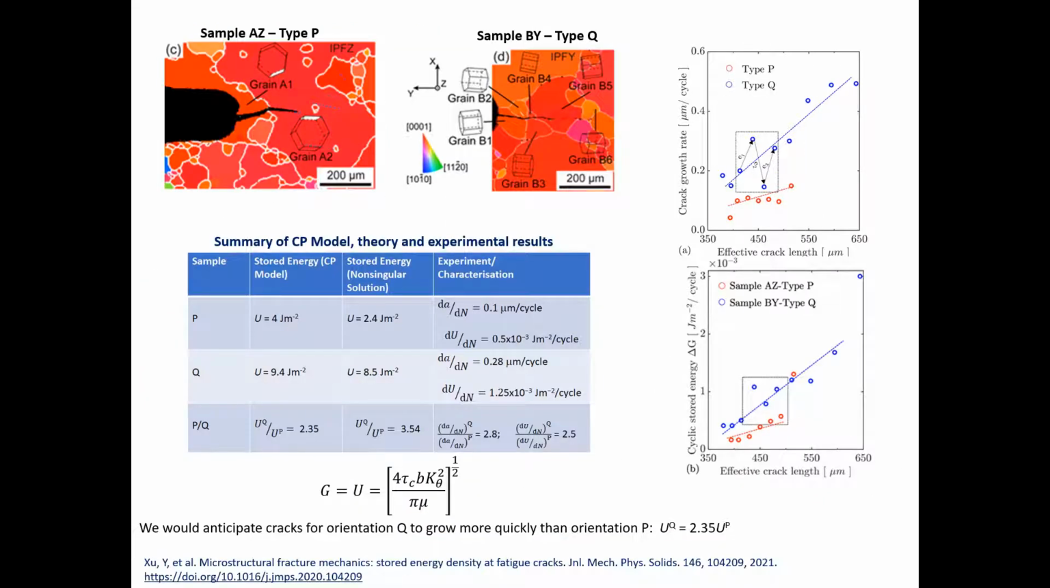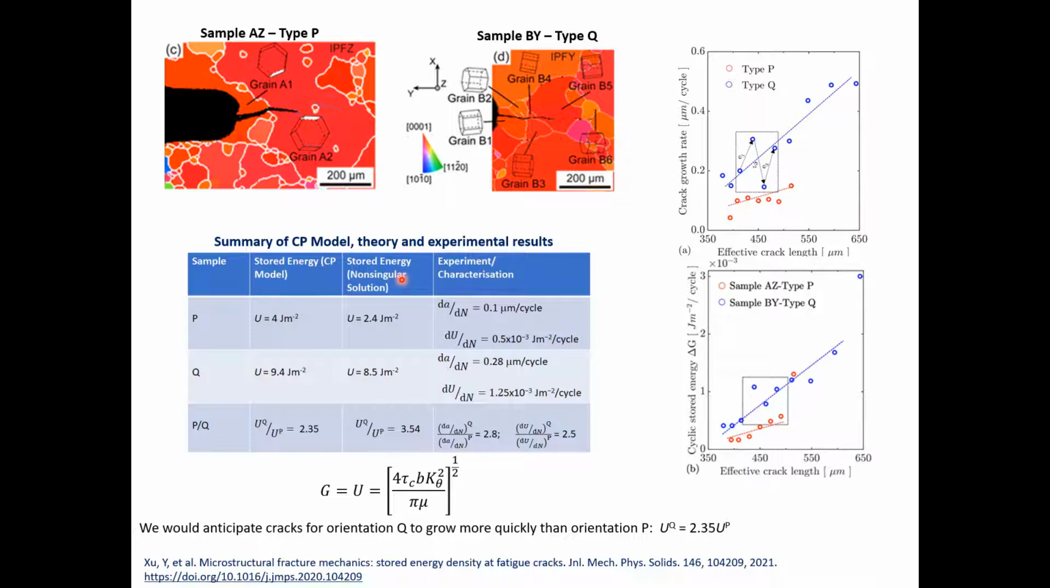Also, I can just put into context the results obtained with the non-singular analytical solution I briefly introduced earlier. Here it is again, down here. And so for the two sample types, P and Q, the stored energy from the computational plasticity gives us these two very differing values, as we just looked at for the stored energy at the crack tip.